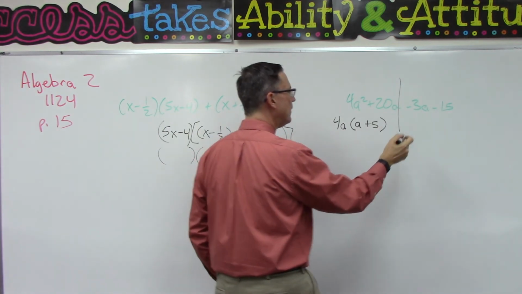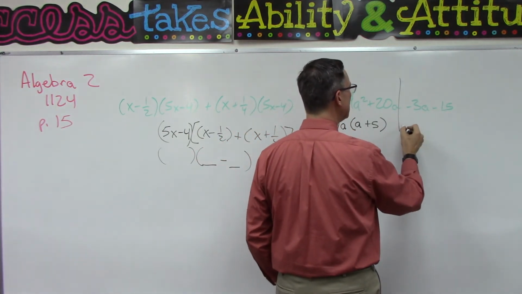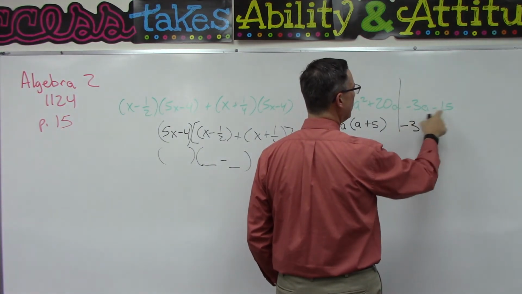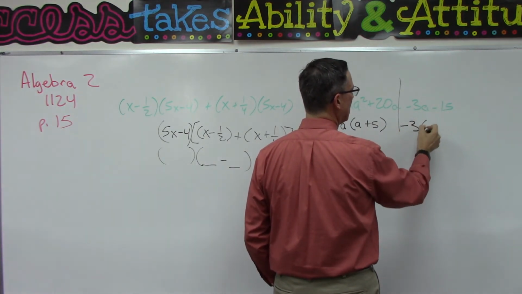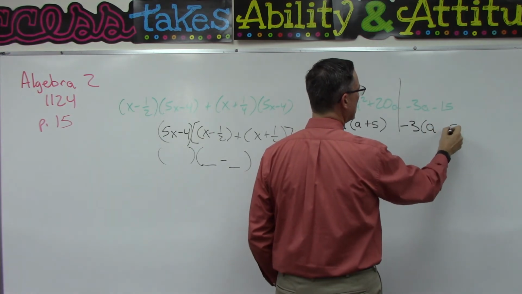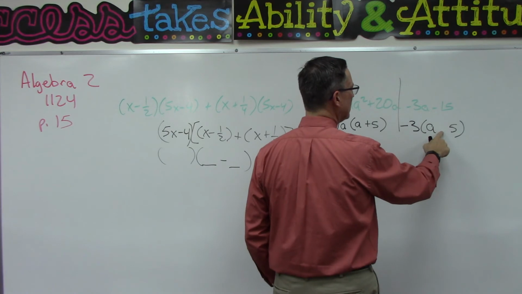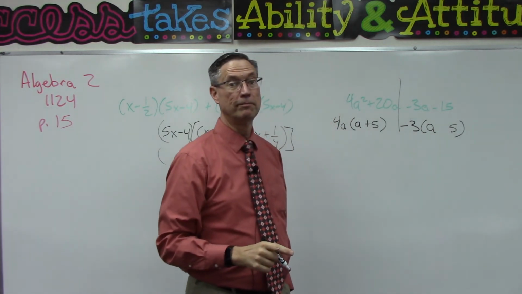Okay? Now if I just look at these two, I see that there's a negative 3 that I can factor out of both of these. You see that? So I'd get a and 5, but be careful here. What sign needs to go there?